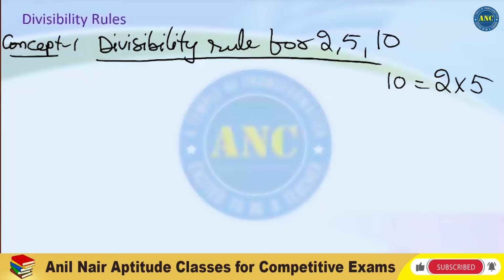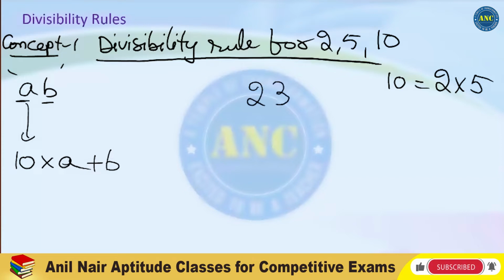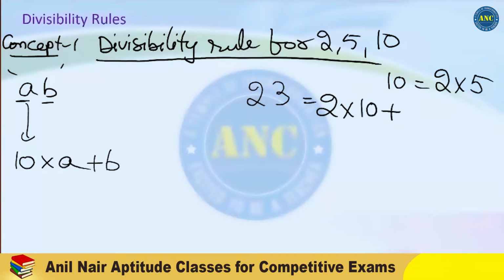Now first we will discuss a 2-digit number. Let there be a 2-digit number AB. B is there in units place. A is there in tens place. So the value of A will become 10 into A, because A is there in tens place. This can be written as 10A plus B. Am I right? For example, 23. 2 is there in tens place, so the value will become 2 into 10 plus 3. Am I right? 10A plus B.